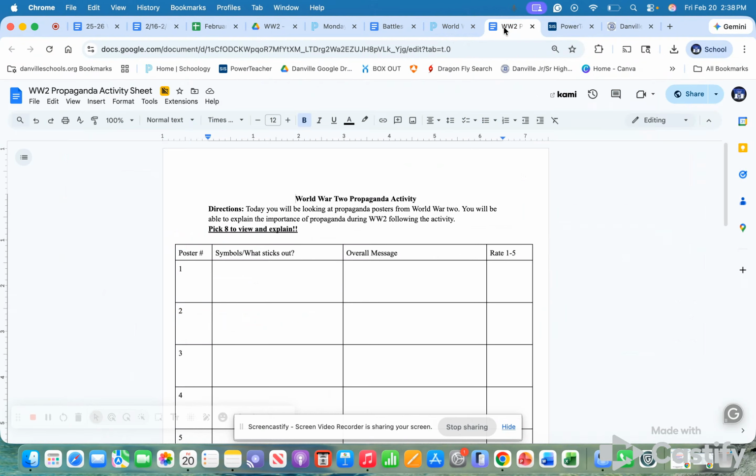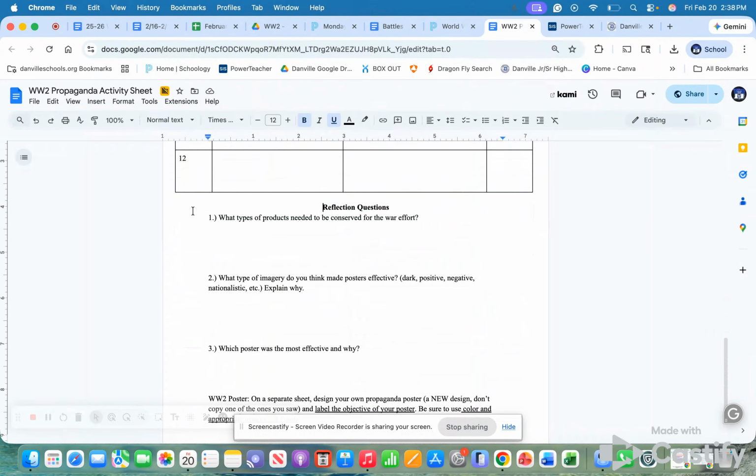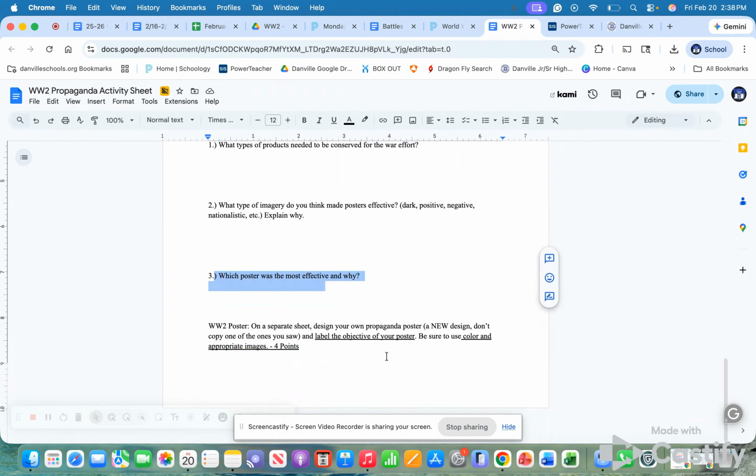I am not asking you to look at all 12. I'm asking you to pick 8 to view and then explain, okay, in these 3 boxes. All right. Once you view those 8 posters, you're going to come down here and answer these 3 reflection questions. So in your opinion, on that third question, which poster of the ones you viewed was the most effective and why?